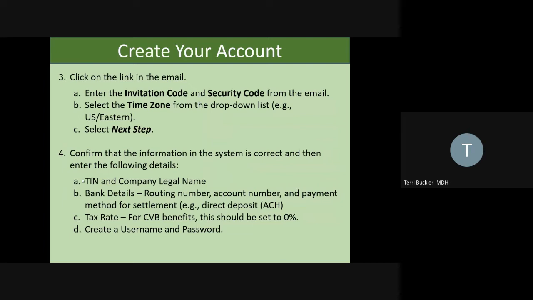So you're going to click on that link. You're going to enter the invitation code and the security code. Select your time zone, it's US Eastern, and then hit next step. The next step, you're just going to confirm your farm's information: your TIN, your legal name, your bank details. It's going to ask for tax rate. Well, of course, that's 0 because there's no tax on fruits and vegetables in Maryland. You're going to create a username and password.